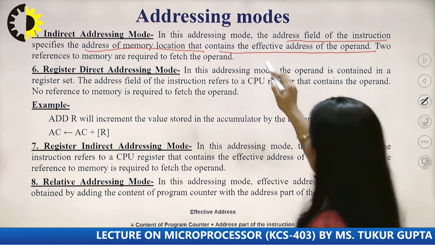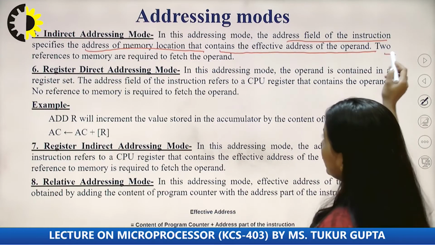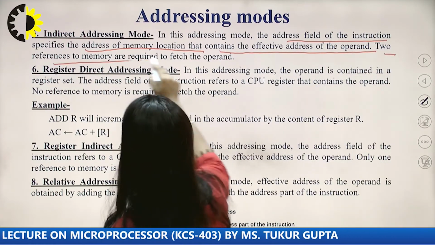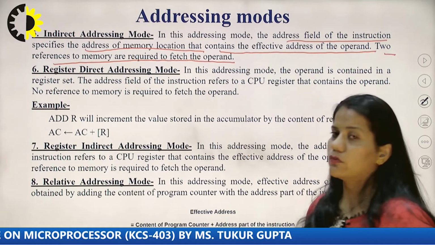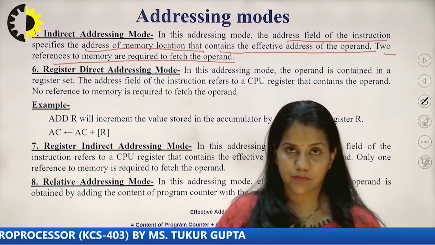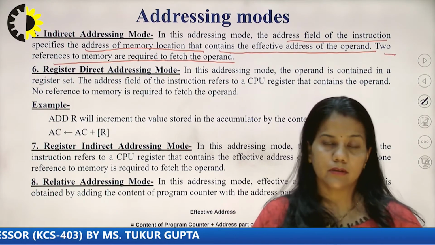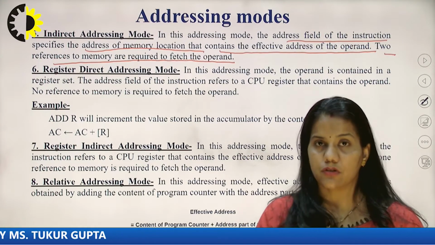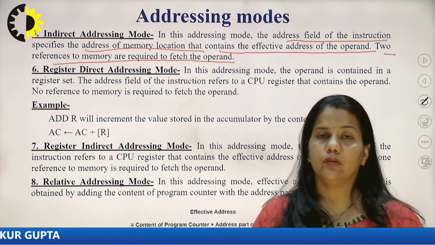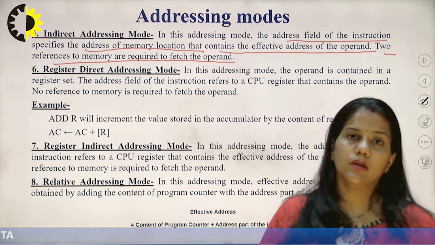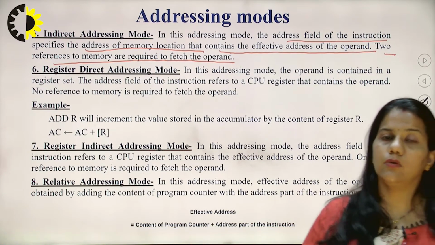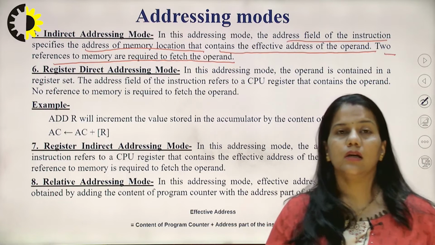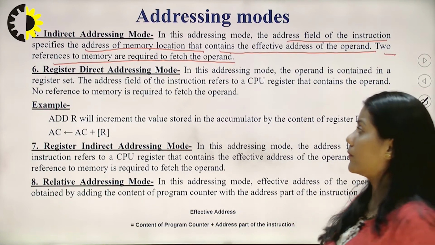So, here it contains the effective address of the operand. Two references to the memory are required to fetch the operand. So, one reference is the value that is present at the operand that is given in the instruction, and that value will be treated as a memory address. So, again that memory location has to be fetched for the exact operand value.